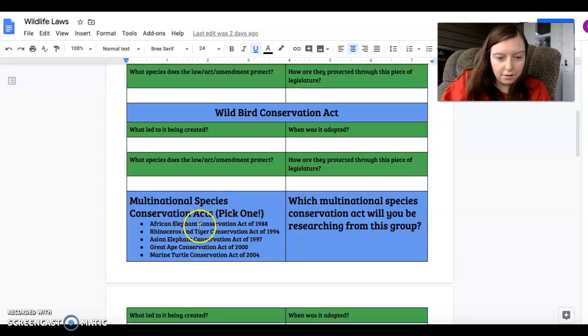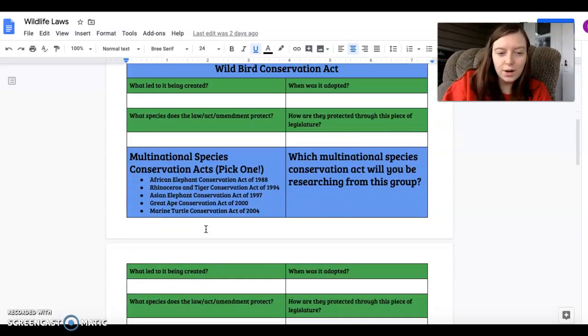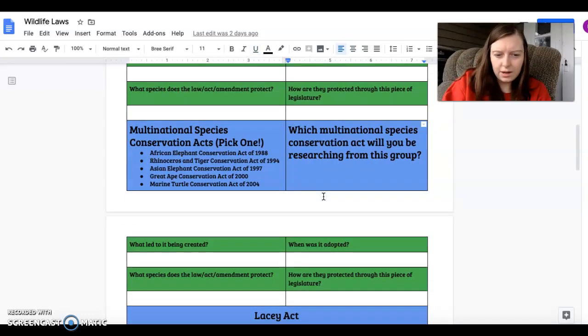First, the African Elephant Conservation Act of 1988, the Rhinoceros and Tiger Conservation Act of 1994, the Asian Elephant Conservation Act of 1997, the Great Ape Conservation Act of 2000, the Marine Turtle Conservation Act of 2004. So you get to pick one of those in this group. These are known as the Multinational Species Conservation Acts. And then when you pick one, just put it right over in this box, right in here. So it should let you click in there.